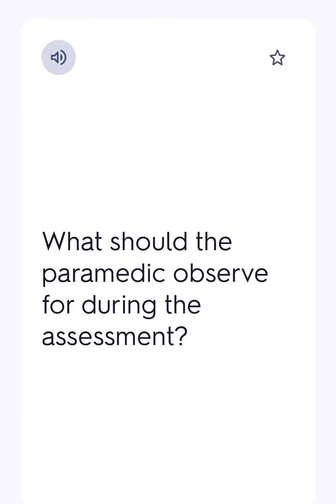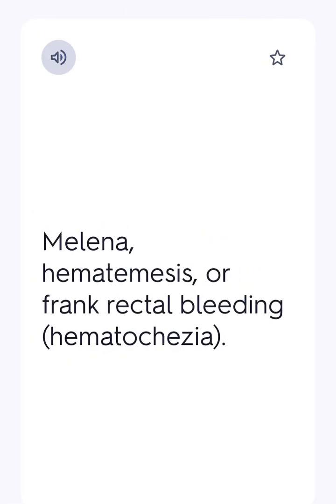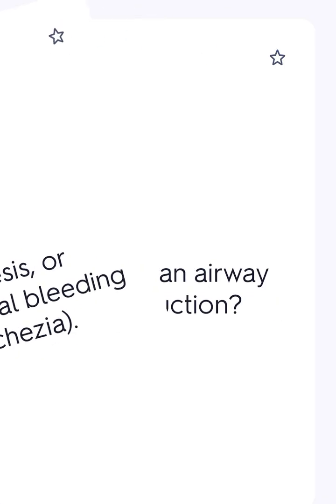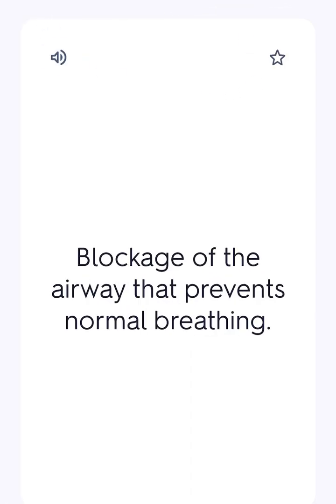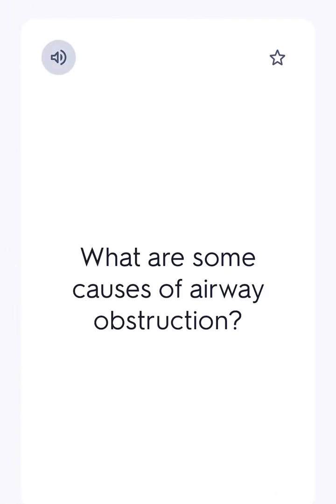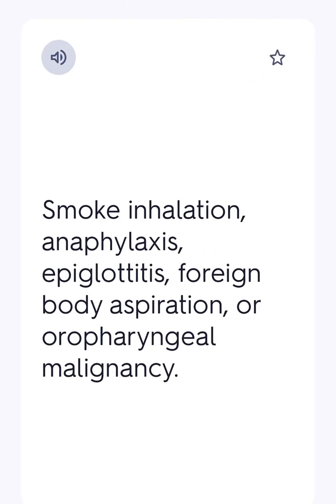What should the paramedic observe for during the assessment? Melena, hematemesis, or frank rectal bleeding. What is an airway obstruction? Blockage of the airway that prevents normal breathing. What are some causes of airway obstruction? Smoke inhalation, anaphylaxis, epiglottitis, foreign body aspiration, or oropharyngeal malignancy.